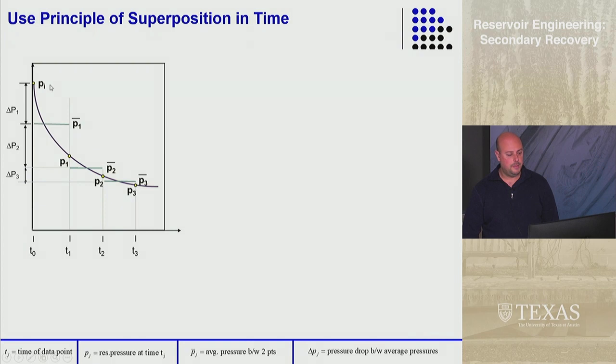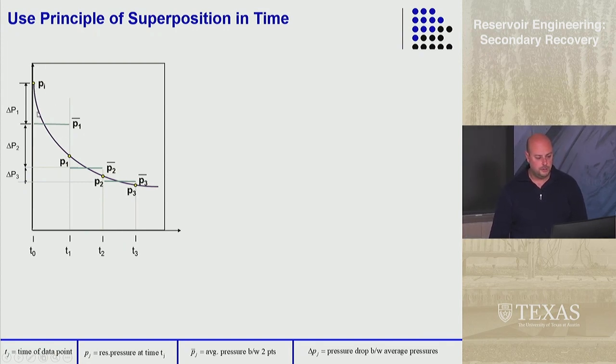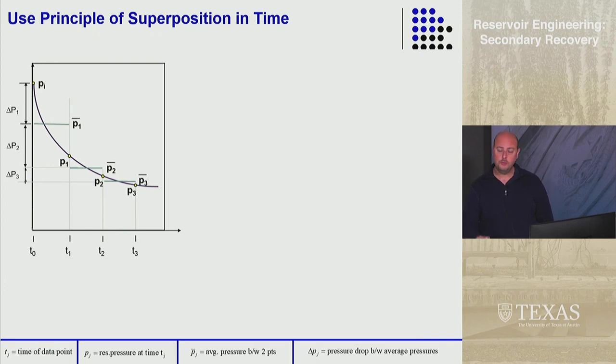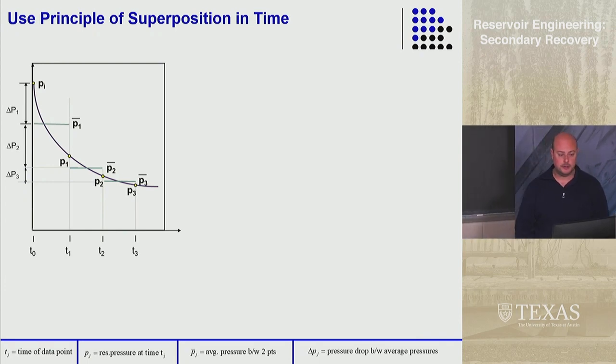So we have maybe Pi, P1, P2, P3 measured at T0, T1, T2, T3, and those are discrete points, but you could draw a curve if you wanted to, and it would look like that. So clearly we don't have a constant pressure. Pressure of the reservoir is declining. So how can we use our constant pressure solution to do that?